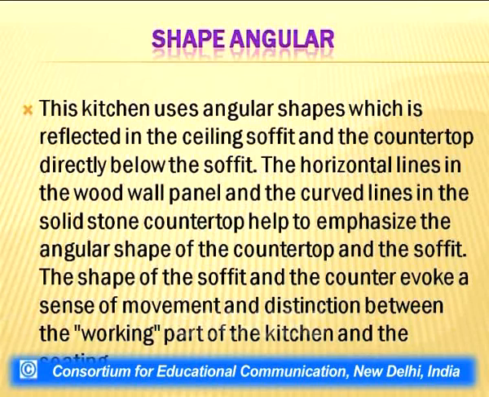Let us look at the example of a shape, and one shape that we are going to look here is the angular shape. Now we are going to take an example of a kitchen. In this kitchen, the kitchen is using an angular shape which is reflected in the ceiling soffit and also the countertop directly below the soffit. The horizontal lines in the wood wall panel and the curved lines in the solid stone countertop help to emphasize the angular shape of the countertop and the soffit.